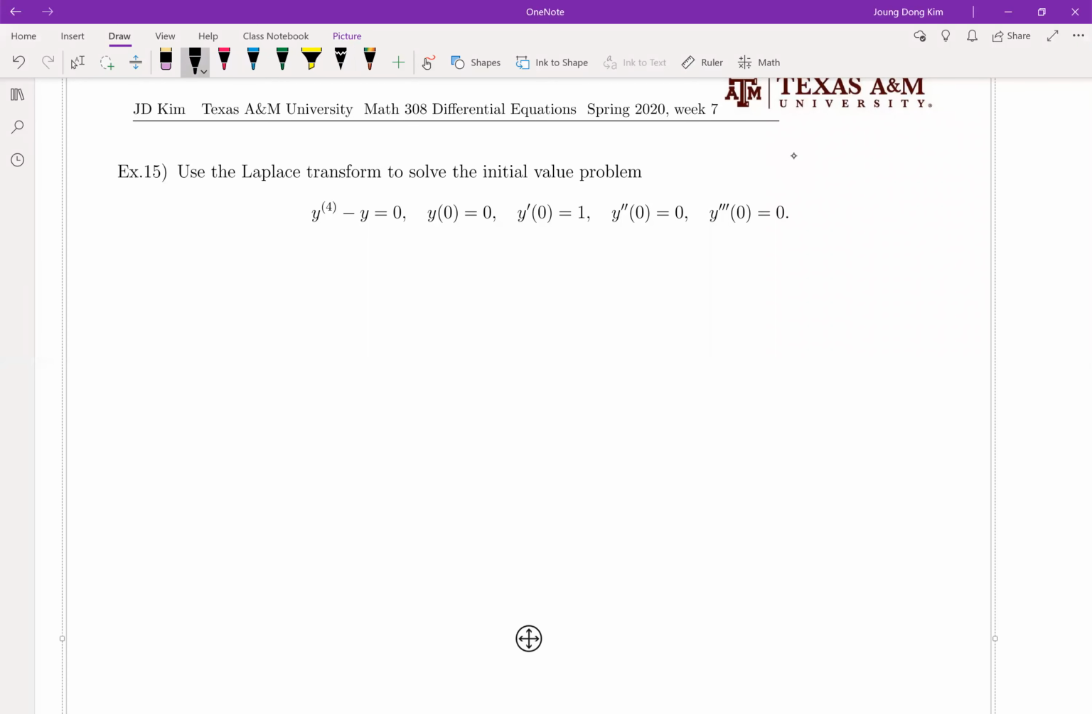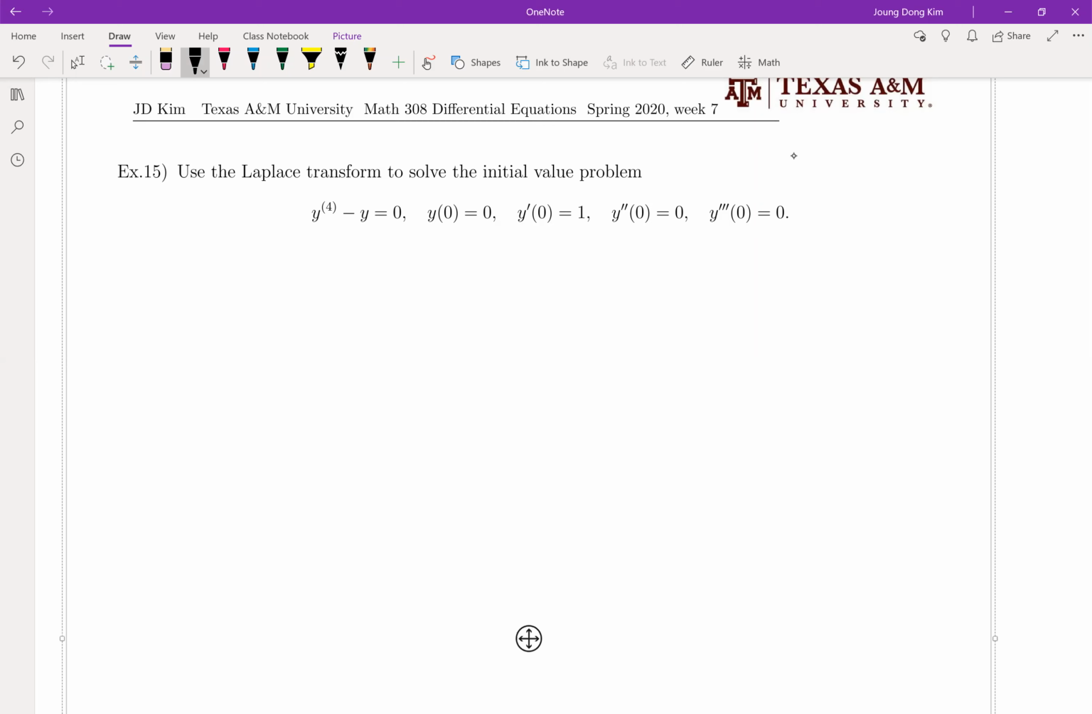Okay, look at this problem. It is a fourth order differential equation, right? So this one, we cannot solve this problem with the previous method. Well, actually we can do it, because your characteristic equation will be r to the 4 minus 1, and you're going to have two real roots and two imaginary roots, which means your solution will be e to the t and e to the minus t and a sine and cosine combination form, okay? But you can do that, okay?